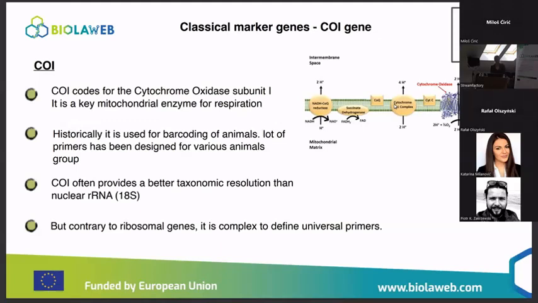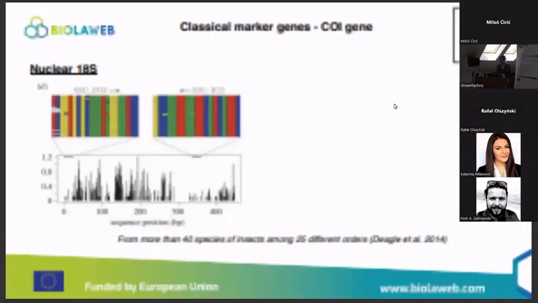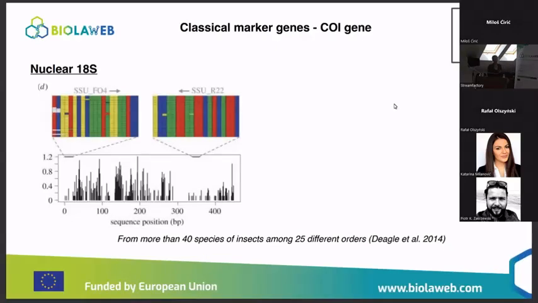So when it comes to doing metabarcoding, we already had a lot of barcodes and primers designed for those genes. So they are very interesting. They were very interesting to use. And they often provide a better taxonomic resolution than the nuclear 18S genes for animals, for some groups of animals. But contrary to the ribosomal genes, it's quite complex to define universal primers.